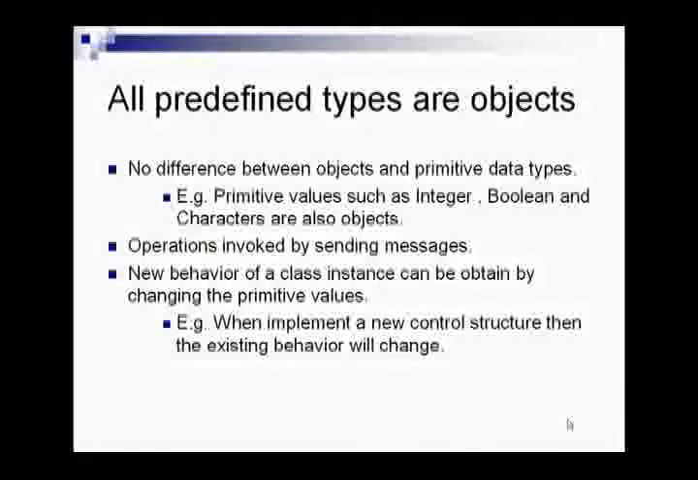Smalltalk is a pure object-oriented programming language, meaning that unlike Java, C++, and C#, there is no difference between values which are objects and values which are primitive types. In Smalltalk, primitive values such as integers, booleans, and characters are also objects, in that they are instances of corresponding classes, and operations on them are invoked by sending messages. A programmer can change the class that implements primitive values.